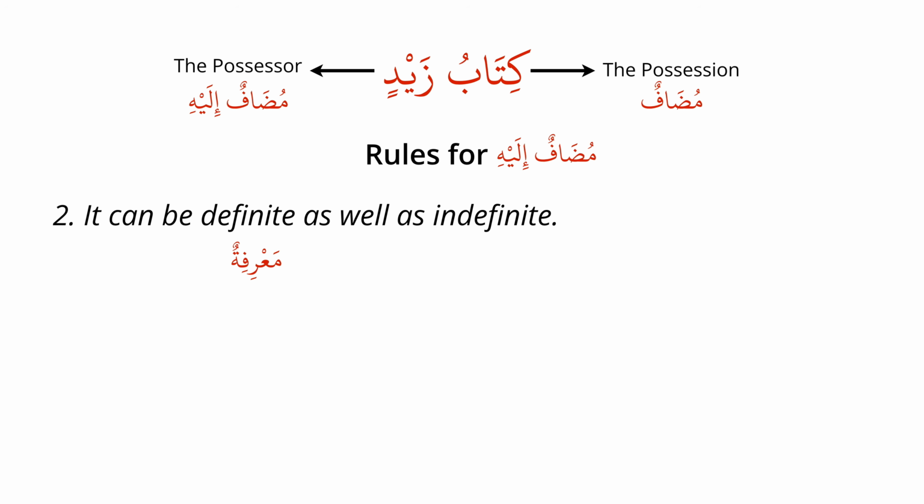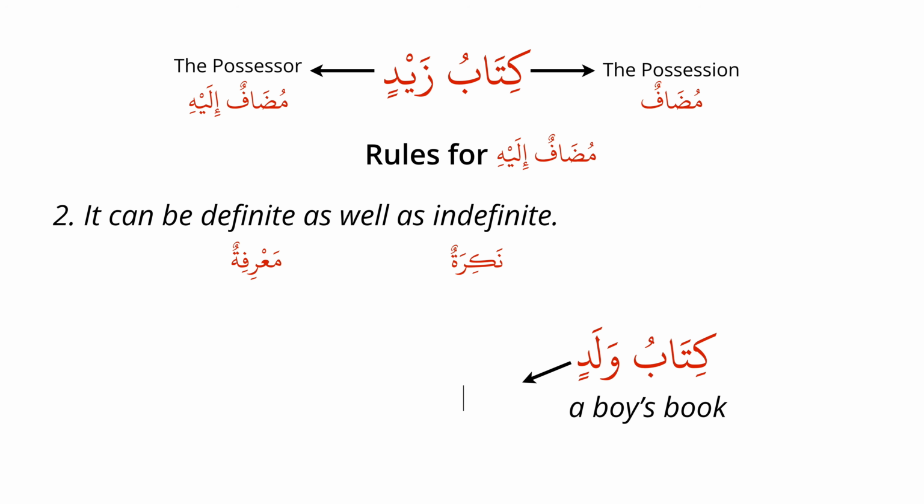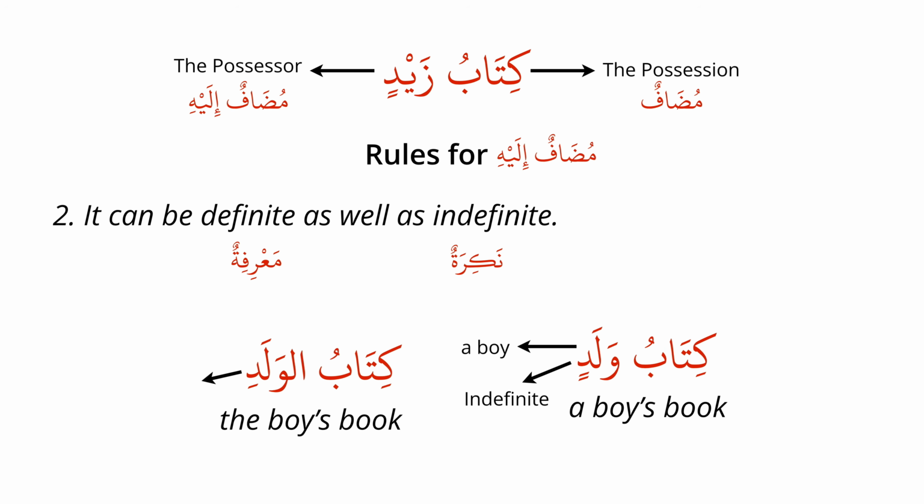Definite nouns are called ma'rifah and indefinite nouns are called nakirah. If you have watched my previous lessons, you should be aware of these terms. Now let's take an example. Kitabu waladin, meaning a boy's book. In this phrase, the noun walad is indefinite and it means a boy. Contrast that with the phrase Kitabul waladi, meaning the boy's book, where the noun al-walad is definite because it has the definite article al prefixed to it and it means the boy.